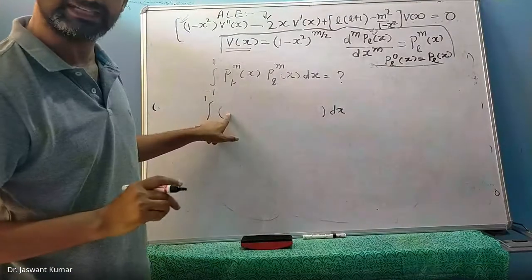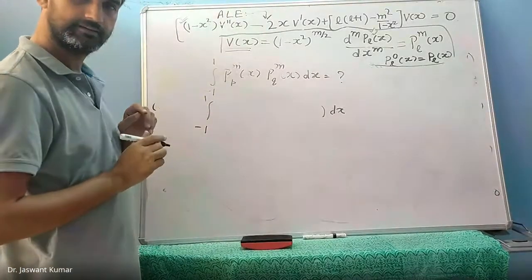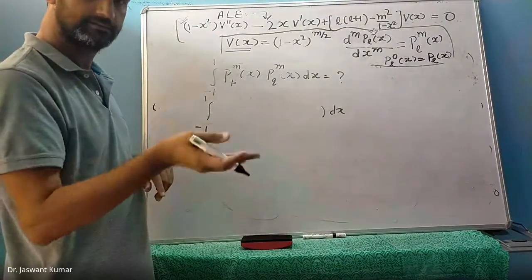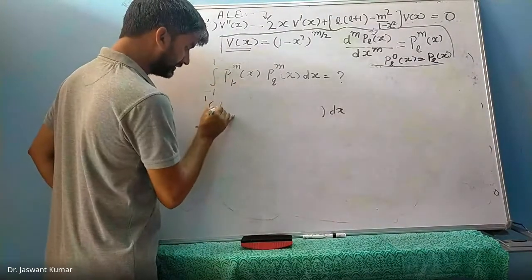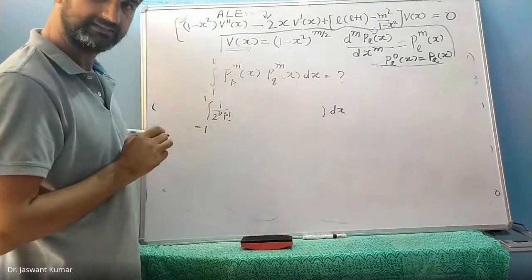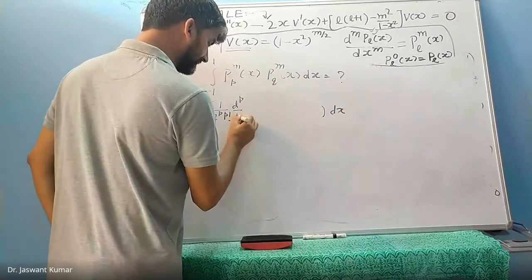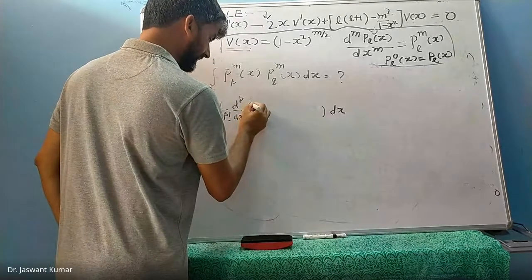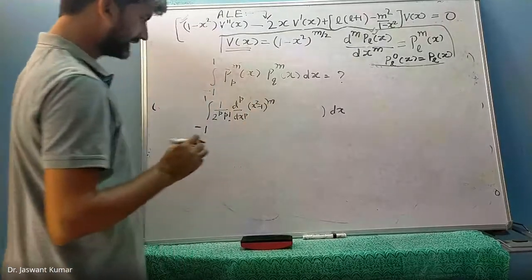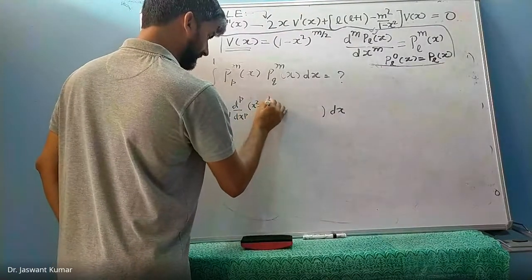Can one of you please quickly tell me what will be the terms? In terms of P_L of x, not in terms of P_LM of x. So in this they will be 1 by 2 to the power small p factorial, right? And then they will be d^p by dx^p of x square minus 1 to the power m. Is that okay or not? This is wrong, no. This is p over here and m over here.